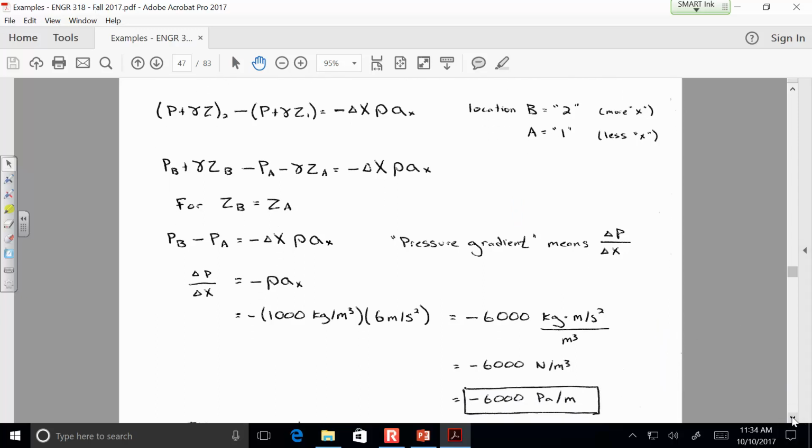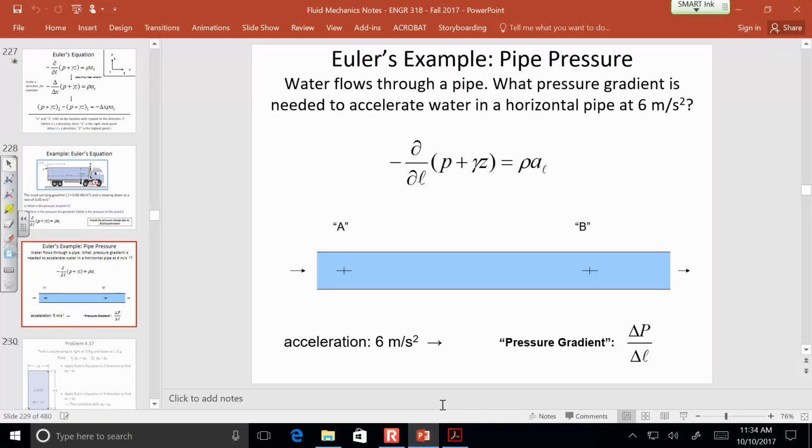Okay, so who got negative 6,000 pascals per meter? Why is it negative? What does that mean? Losing pressure from A to B. Right, so the fluid is moving from A to B, the pressure is decreasing, and that makes sense.